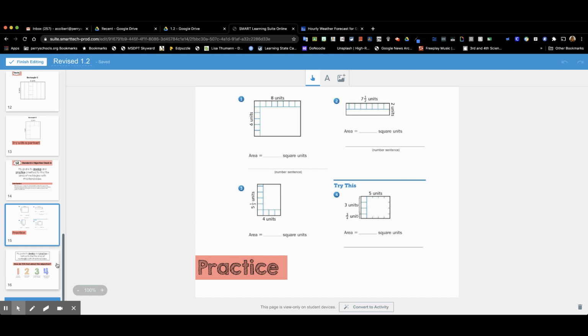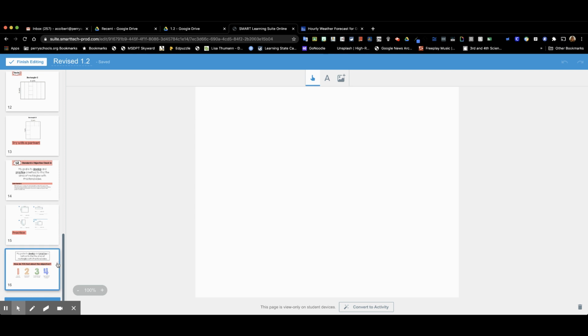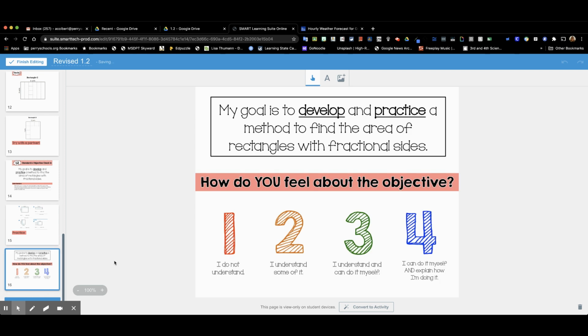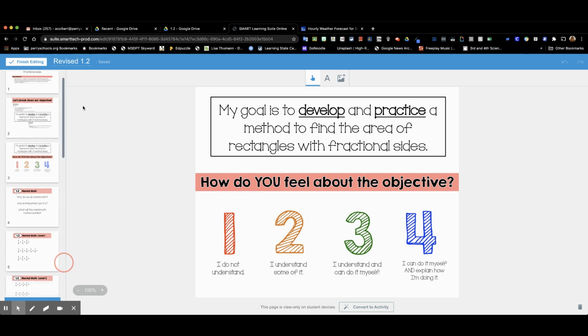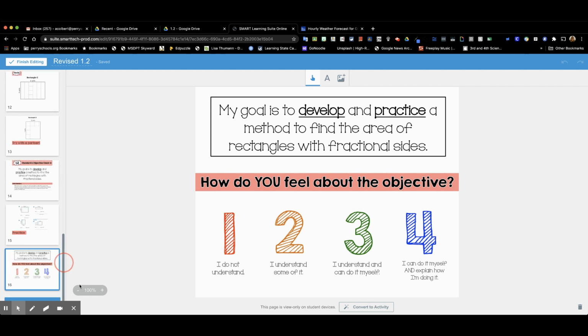And then I would like you to reflect on the objective. How do you feel? Again, your goal was to develop and practice a method to find the area of rectangles. And then we added in the fractional sides towards the end. We started out with whole numbers and moved in with fractional sides.